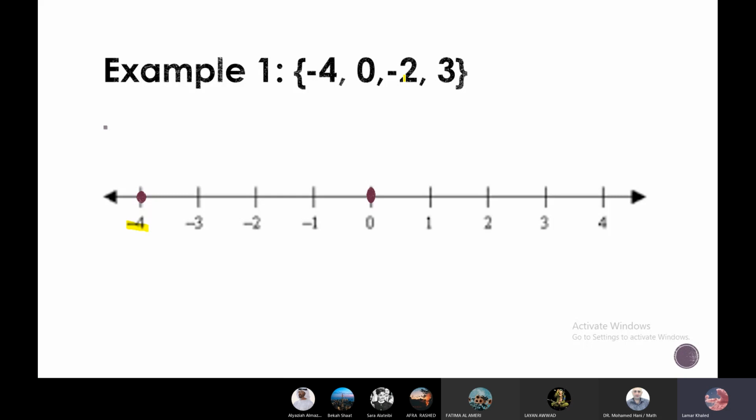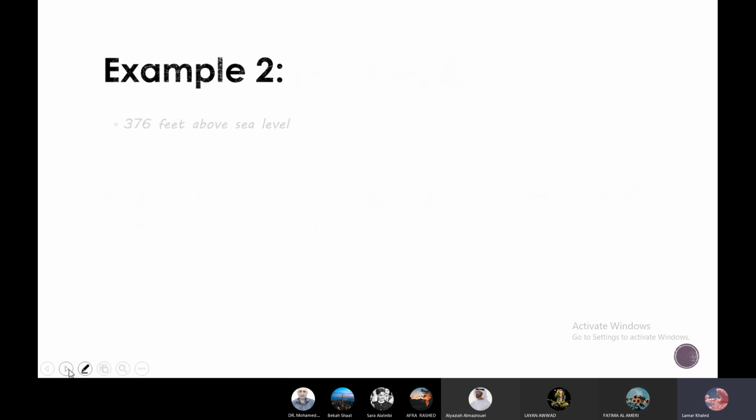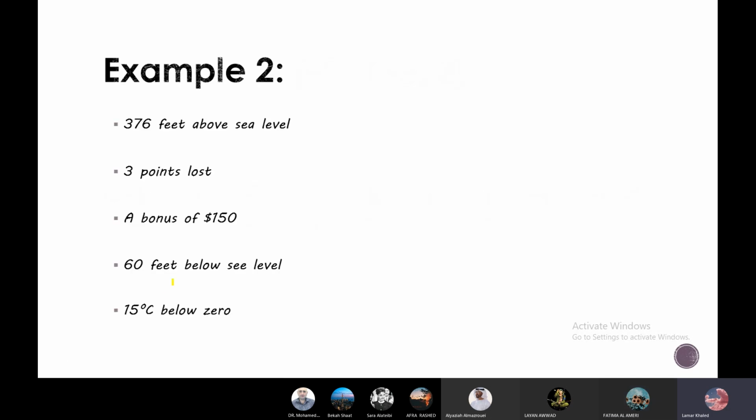How about -2? Can Aliazia tell me where we can place it? -2, so is it on the left or on the right side? The left. Thank you very much. How about 3? Can Fatima tell me where we can put it? Yes, we put it on the right side. Thank you very much.